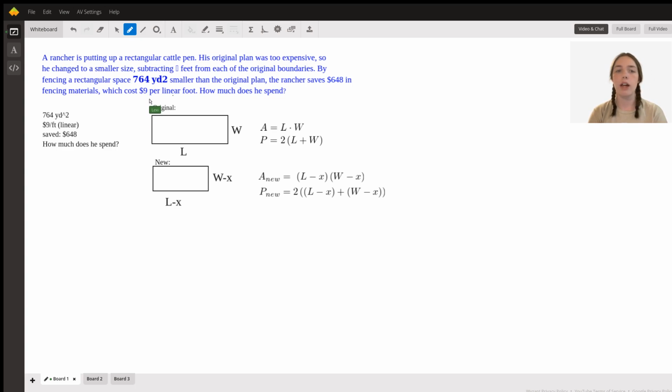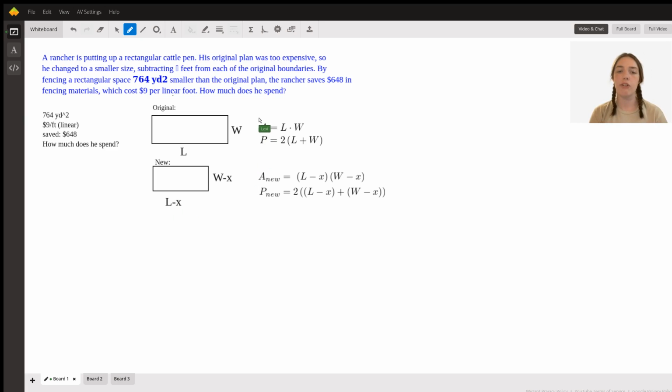Another helpful thing that you can do is draw a diagram. And so I drew his original fence. We have the length, and then we have the width there. On his new one, I'm kind of using X here as an arbitrary figure. So he's subtracting a certain amount from the length and the width to get that smaller fence. And so the new length and width is L minus X and W minus X.